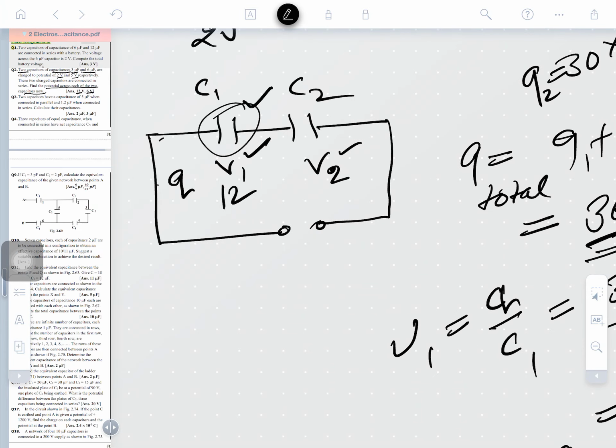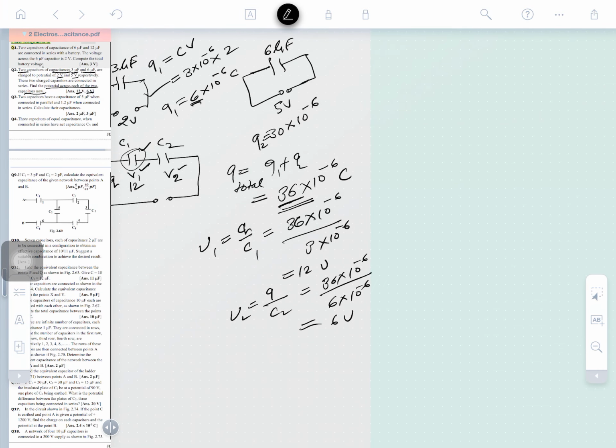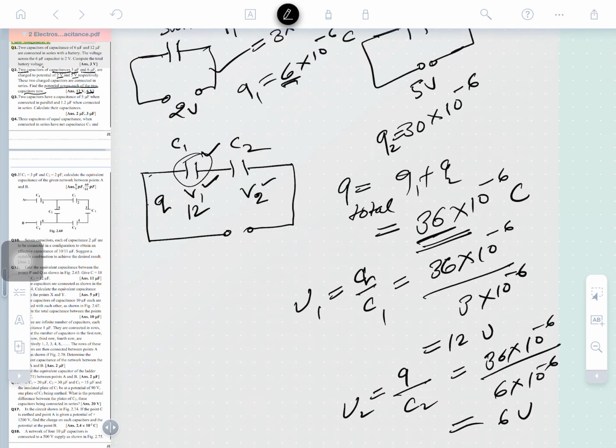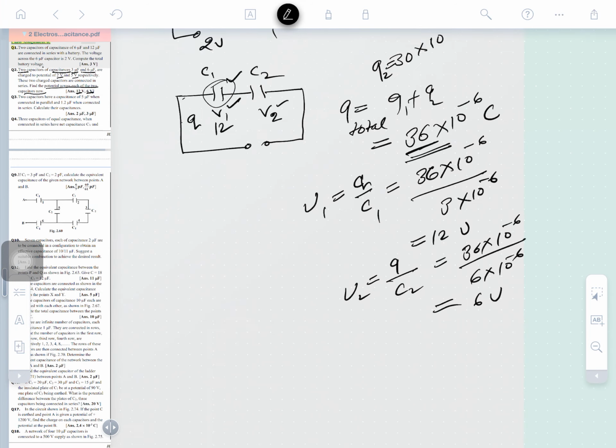Is that clear guys? And what is the total voltage? The total voltage supply means, to maintain this whole situation, how much voltage is required? The voltage required is 18 volt. Why? It's V total. Clear guys? Well understood? I hope you understand all of this.